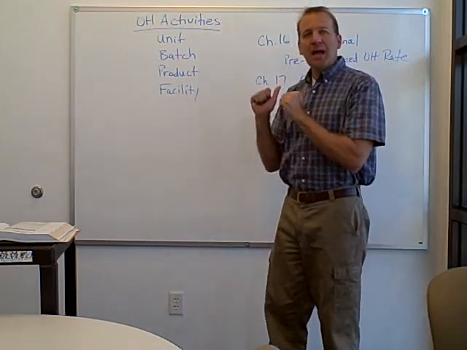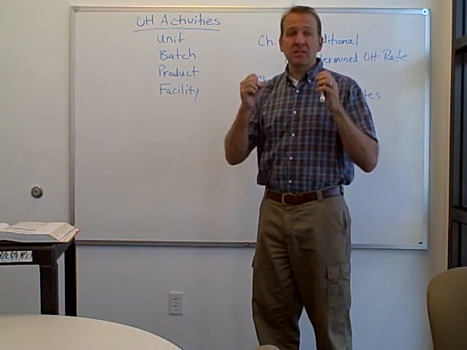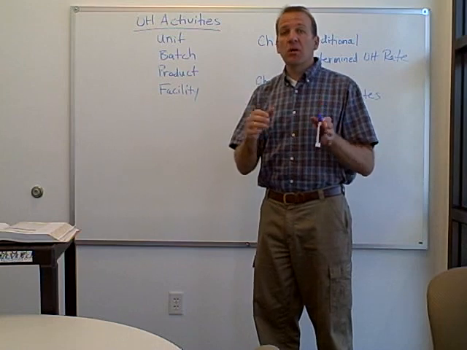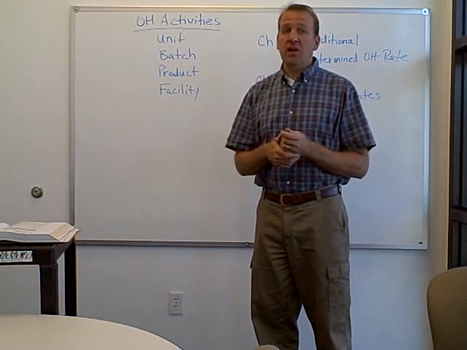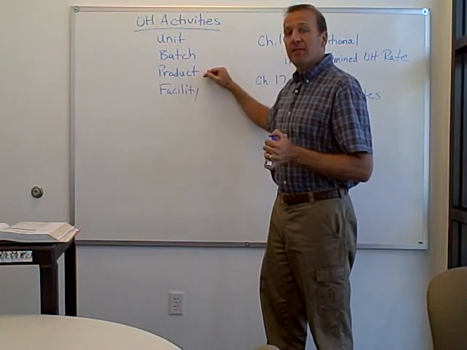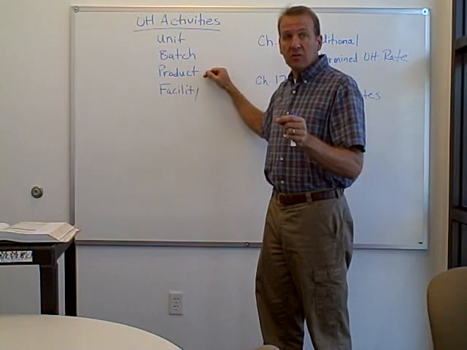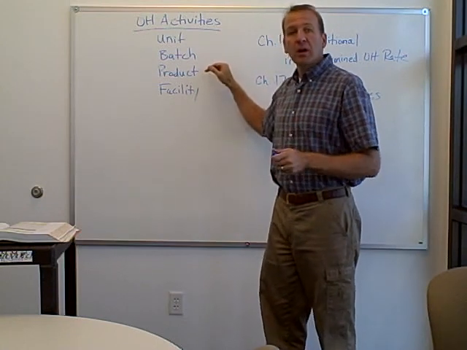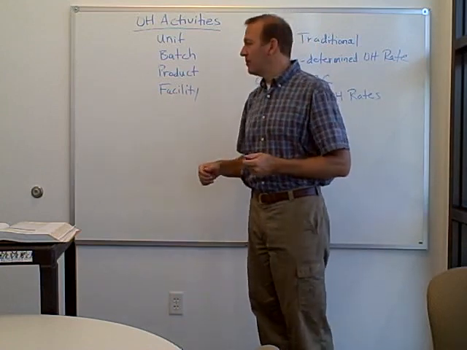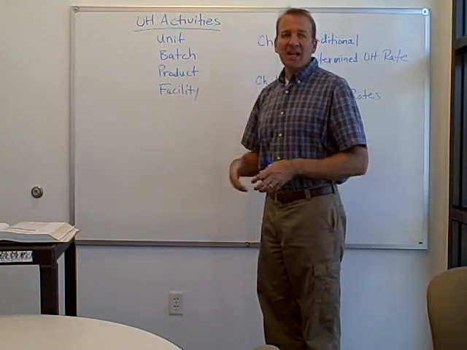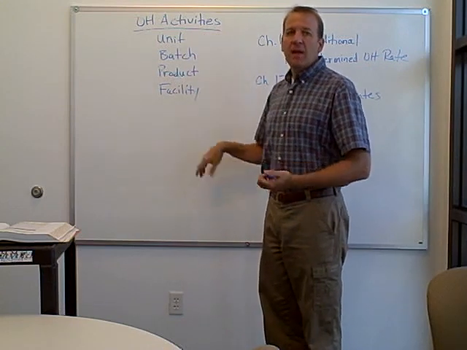You see, before in the last chapter, we didn't care. We just allocated all these overhead costs based off of one activity base. So whether it was tables or chairs, they would get a portion of it, which sometimes isn't fair. So that's why we might find some of those overhead costs might be associated with specific product lines. And if they are, we're going to divide them up and somehow allocate them to each of the different product lines. And then facility, that's kind of the catch-all. If it's not a unit, not a batch, or not a product, then it's a facility.